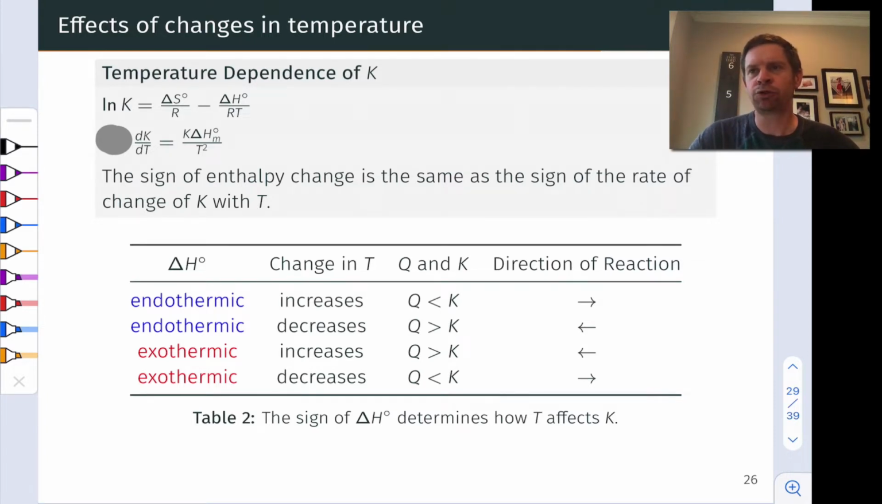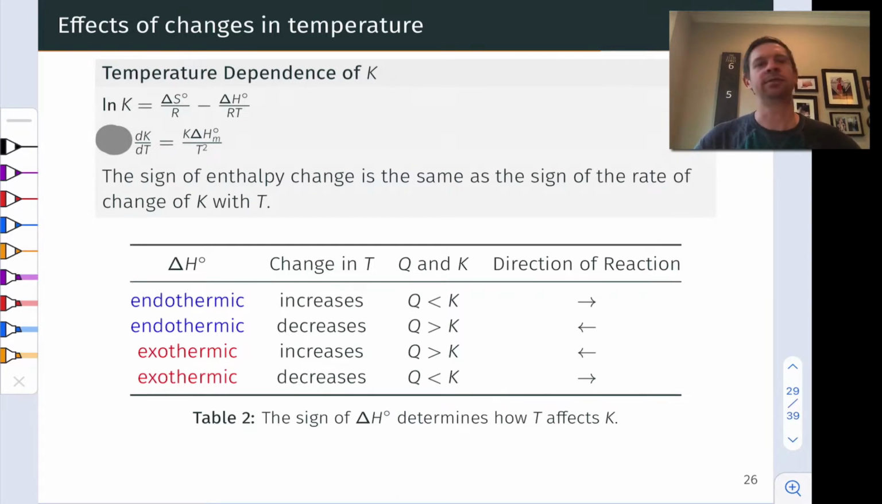The impact of temperature on the position of equilibrium and shifting equilibria is unique because the effect is not on the reaction quotient, but on the equilibrium constant itself. The equilibrium constant is temperature dependent. In other words, it varies with temperature.